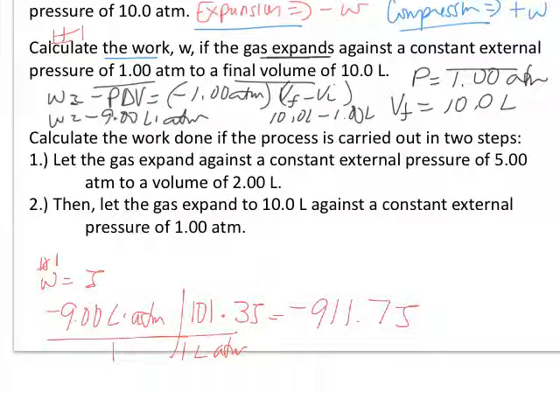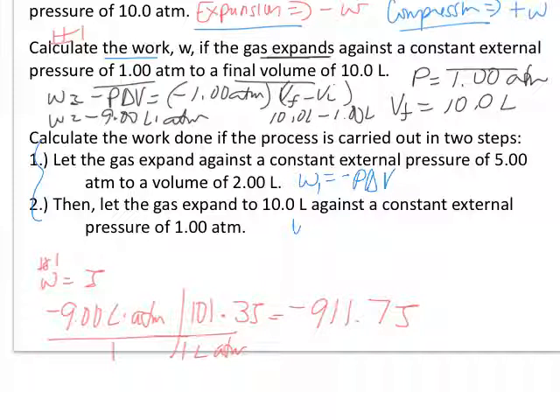Now, the point of this problem is to show you that the total amount of work is not independent of the path taken. So, if a gas expands from 1 liter to 10 liters, and it just does it straight up, you see that it does 911.7 joules of work. However, if you go to the second part of this problem, it's carried out in 2 steps. And what we're going to do is calculate step 1 and then step 2 of what the work is using the same formula. Work equals negative P delta V, and then we're going to add these together.